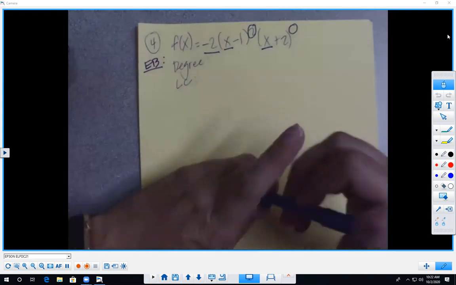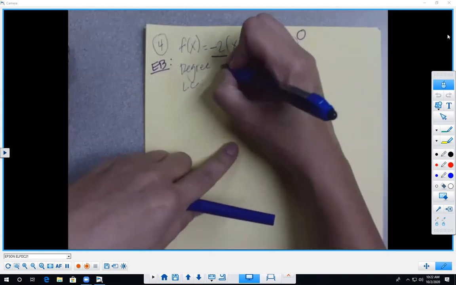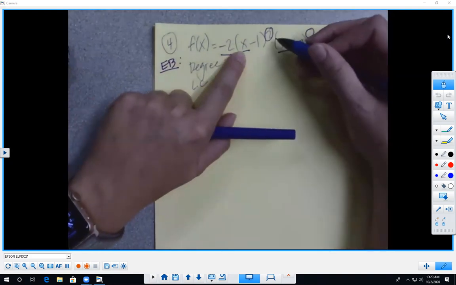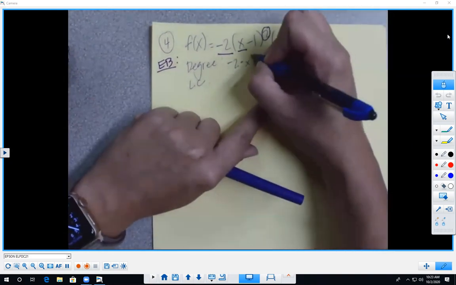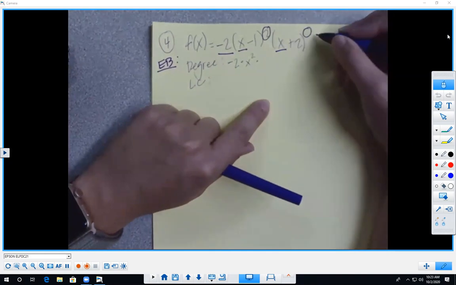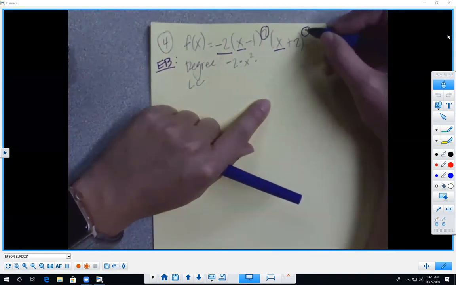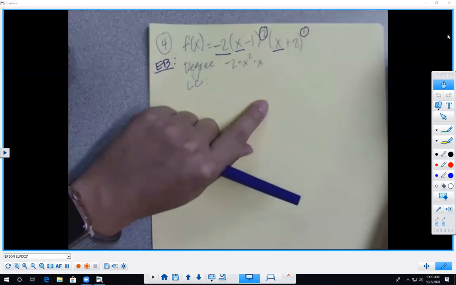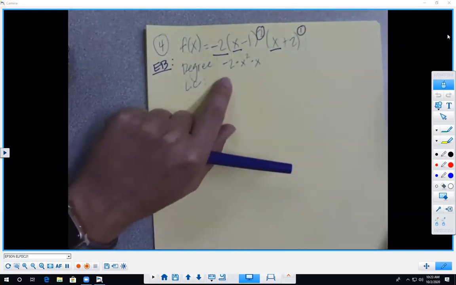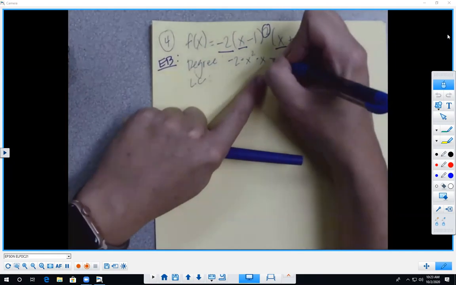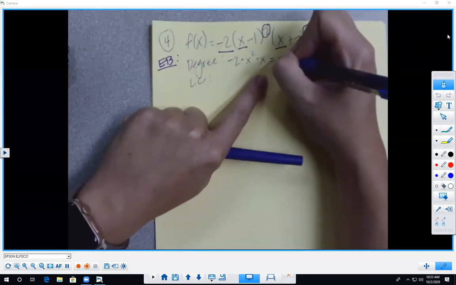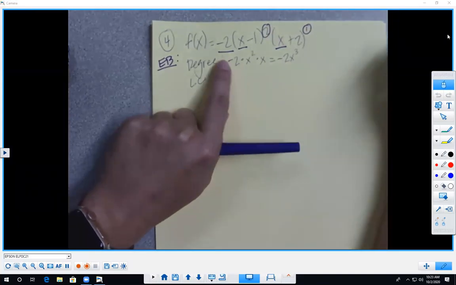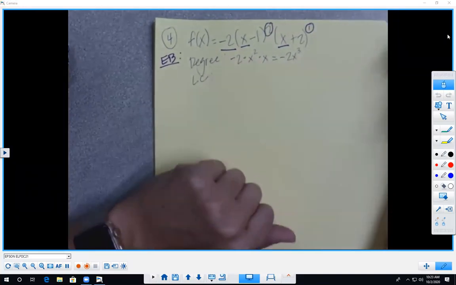Okay, so the number out front here is -2 times this x, the power on the outside is squared, so it would be x squared, times this x, what's the power on the outside here? Technically it's a first power, so it would just be times x. And what's -2 times x squared times x? To the third, because 2 plus 1 gives 3, so -2x to the third.